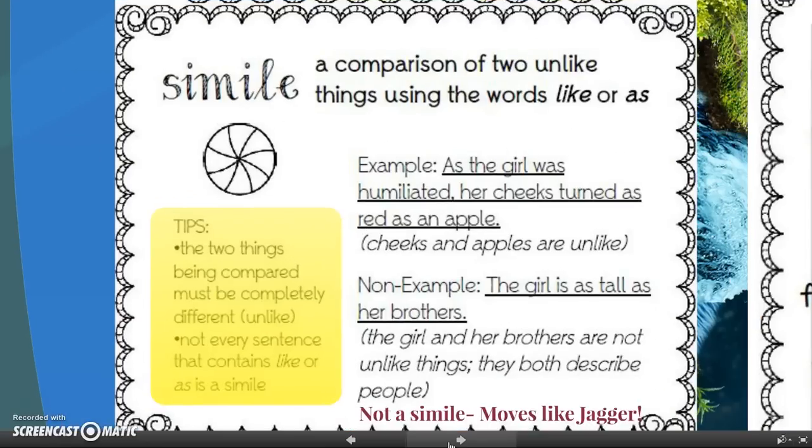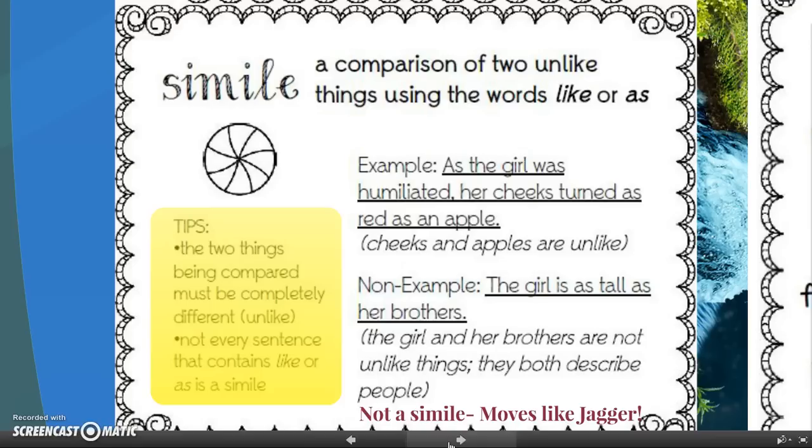Here's the trick though. When you have a simile, you have to make sure there are two things that are not alike. As the girl was humiliated, her cheeks turned as red as an apple. Cheeks and apple are not alike, so you can compare those things. But saying that the girl is tall as her brothers, girl's a human, boy's a human, those are not two unlike things, and those are not similes. So the tip is, two things being compared must be completely different or unlike.